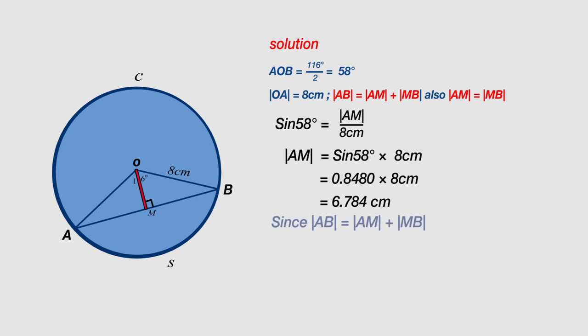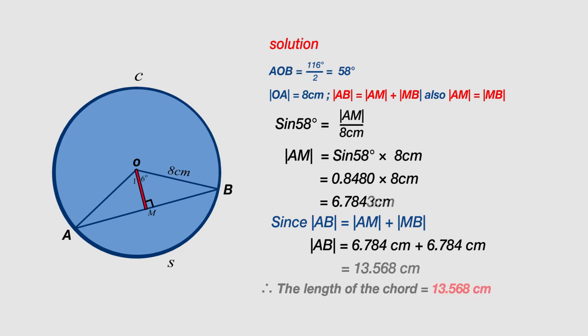Now, since AB is equal to AM plus MB, we have AB equal to 6.784 plus another 6.784, or 6.784 times 2. And that gives us 13.568 centimeters.